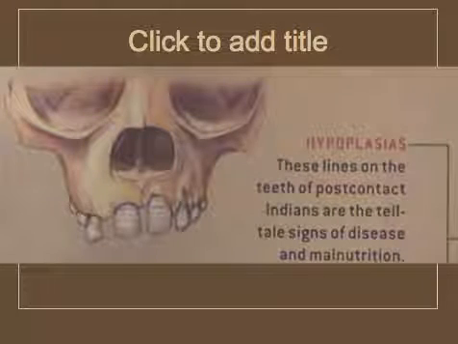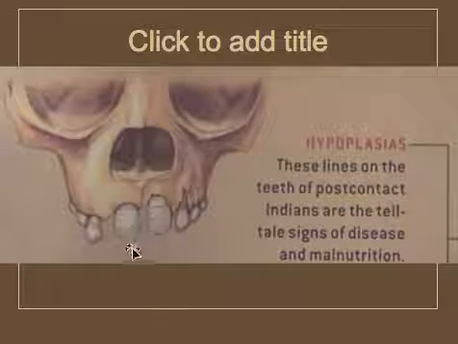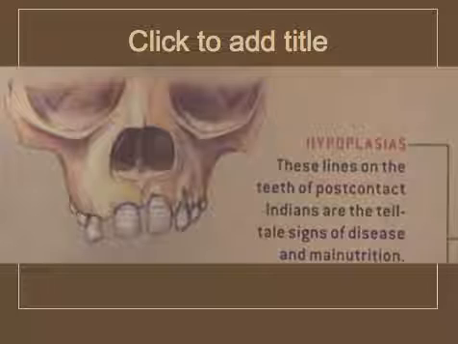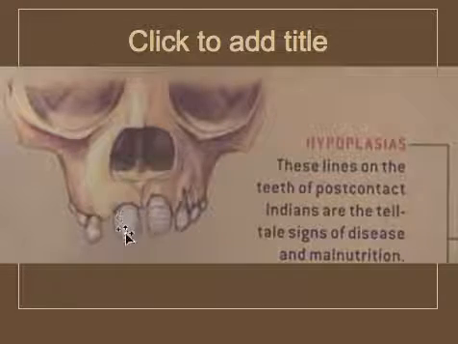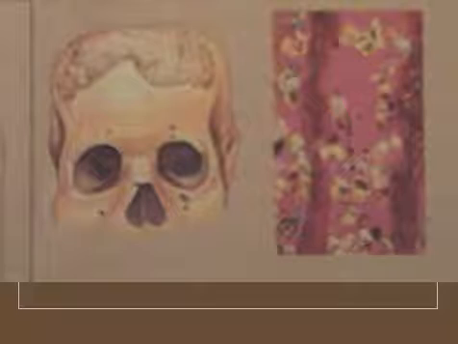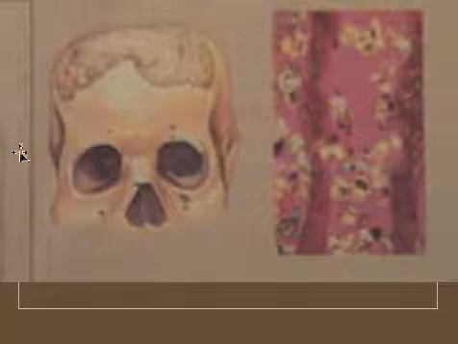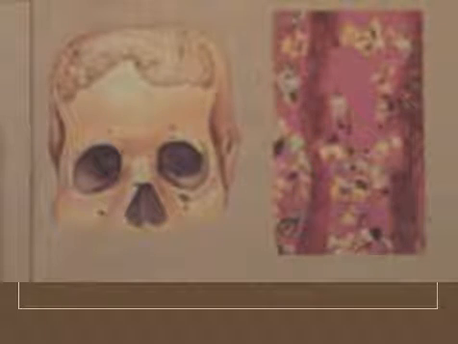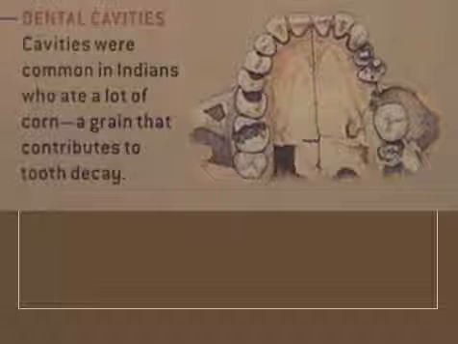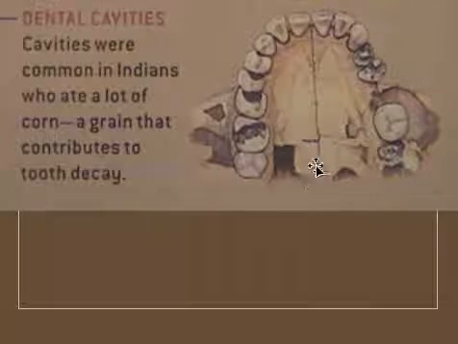Hypoplasias, all right, these are like Harris lines, and basically it's where the teeth start and stop growing, and it indicates that the person was malnourished at different periods during their lifetime, during their growth periods. Here you can see some other lesions on the skull. A lot of that's from iron deficiency. Cavities, like I mentioned before.